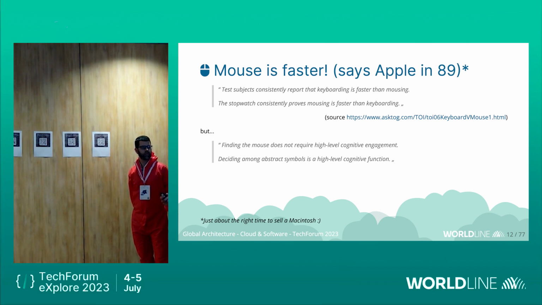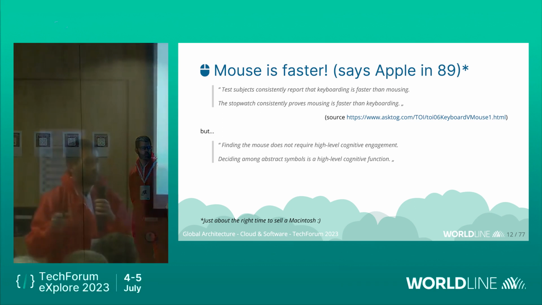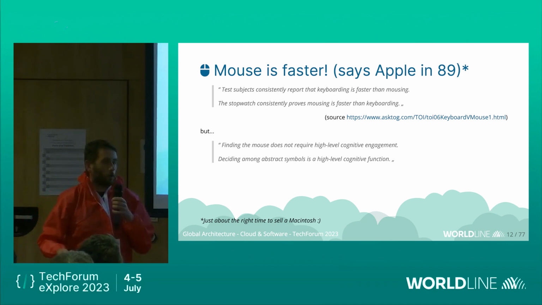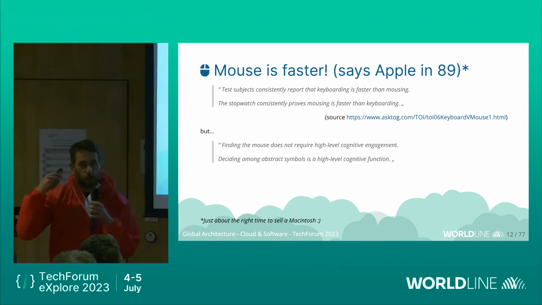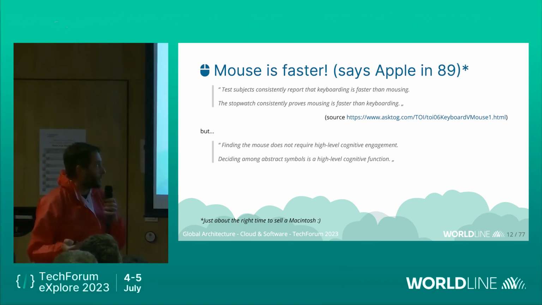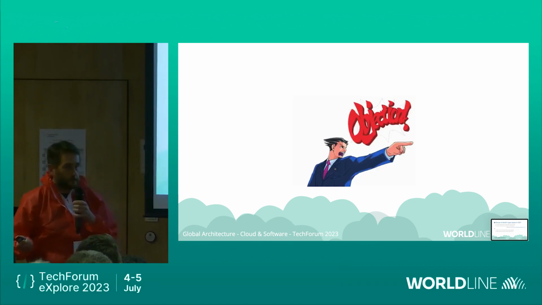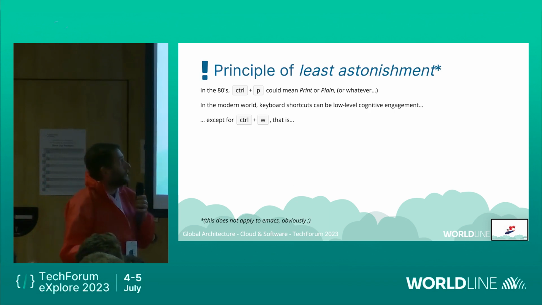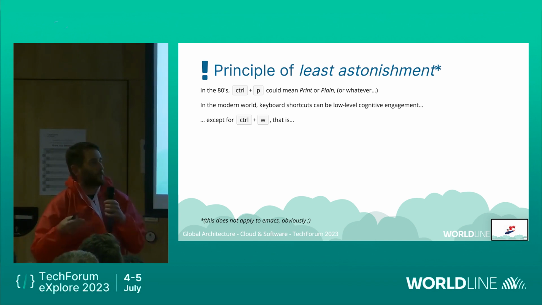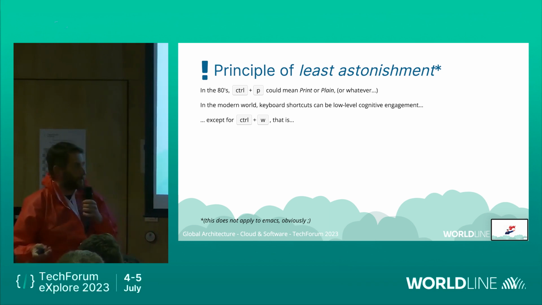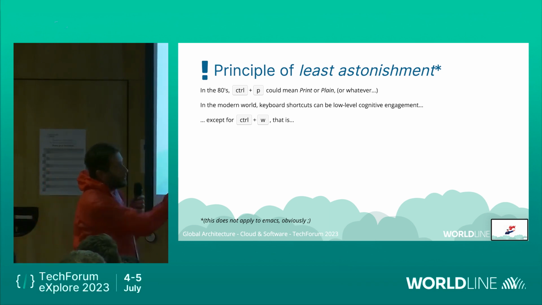But they consider that finding something on the keyboard is a high-order cognitive function, while mouse is a low-order cognitive function. Basically, it's hard to remember what is the keystroke. It's easy to find the mouse on the desktop. I object to that because of the principle of least astonishment. Basically, it says that if you expect to find the same shortcut on each and every application, you learn it, and it becomes a low-level cognitive engagement. Of course, this doesn't apply to Emacs.